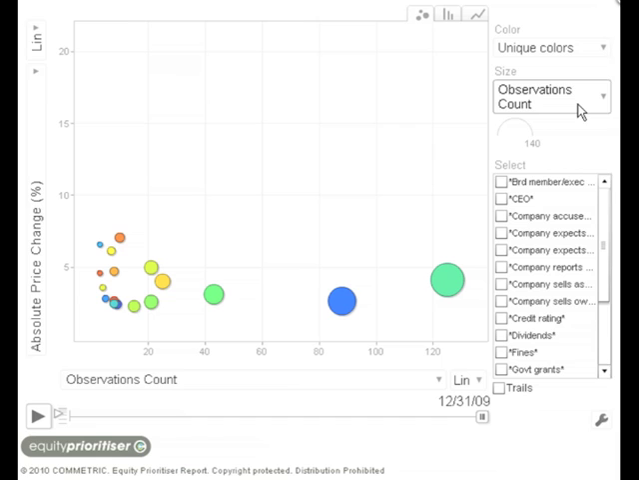On the y-axis, we've plotted the average absolute daily price change on the days with high media coverage. Absolute price change means that we've taken just the numerical part of the price change without showing whether it was positive or negative. Now let's look at the column chart.